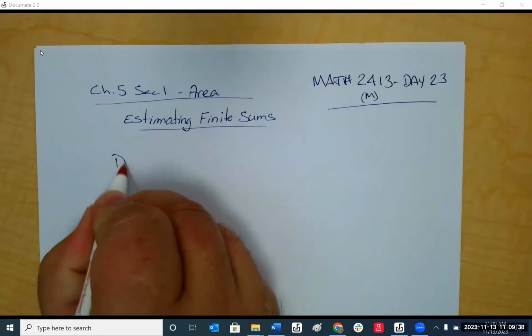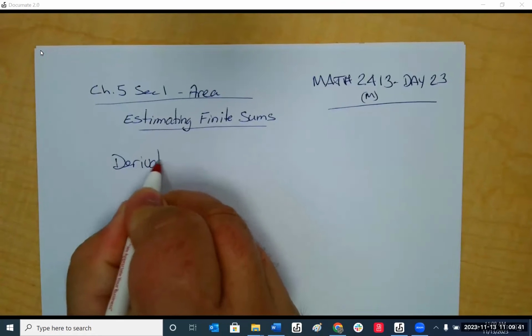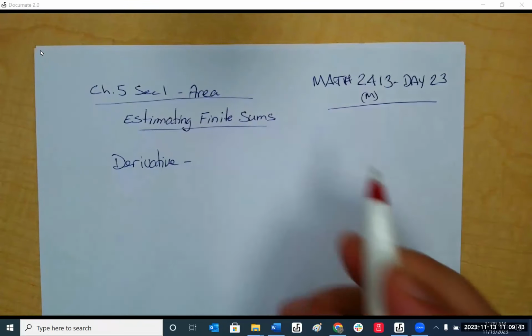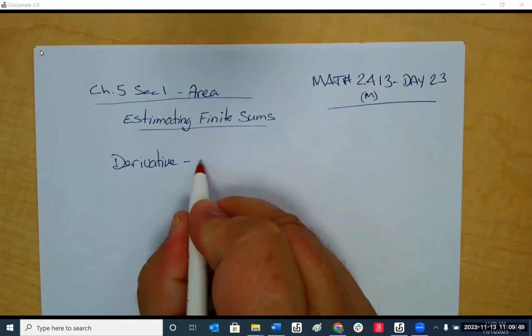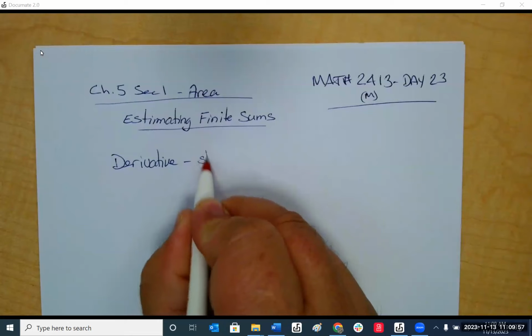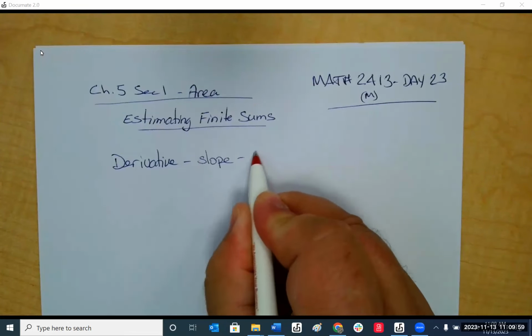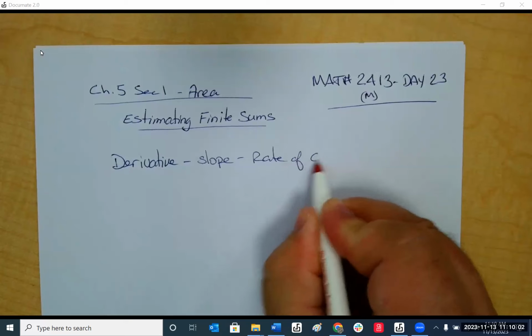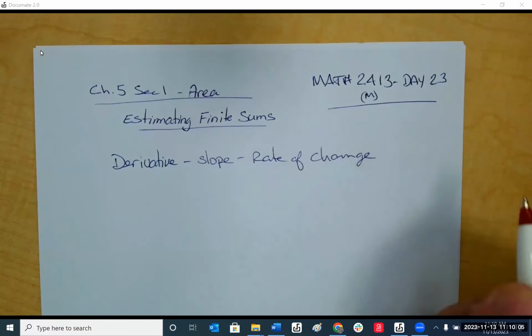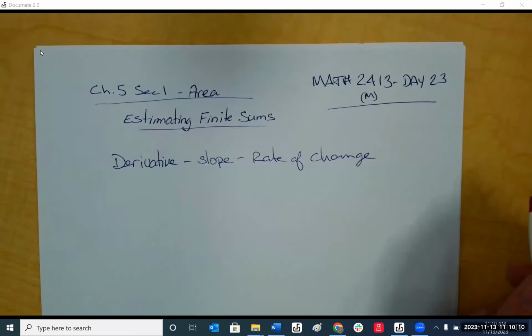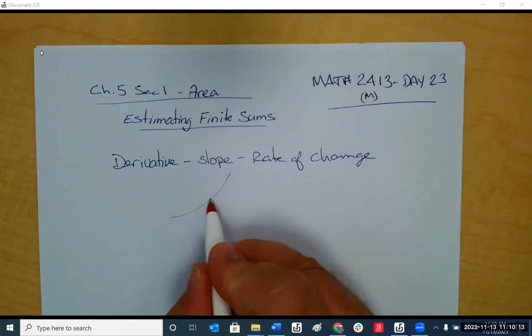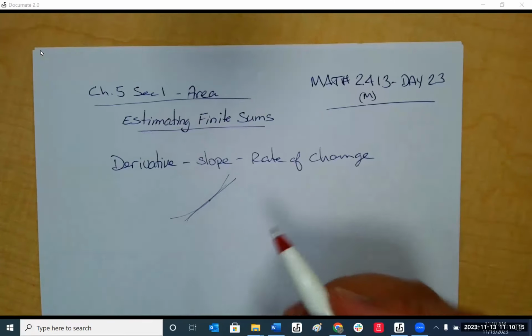Because remember, the derivative finds what? It finds a slope, a rate of change. So that's what the derivative finds for us, because here we can find the rate of change, the slope at any point on a curve.